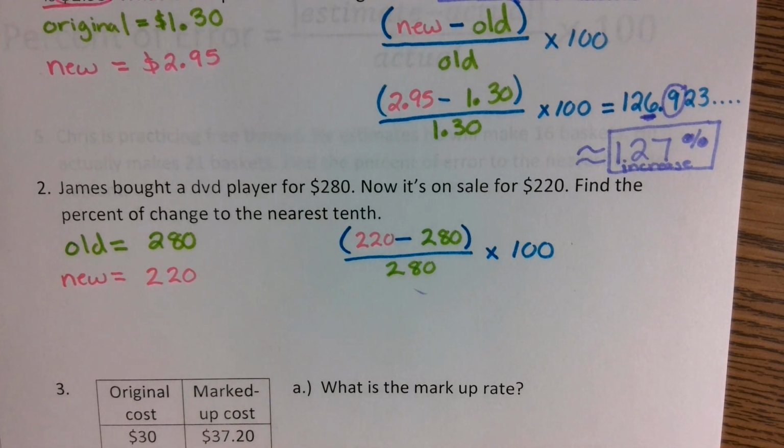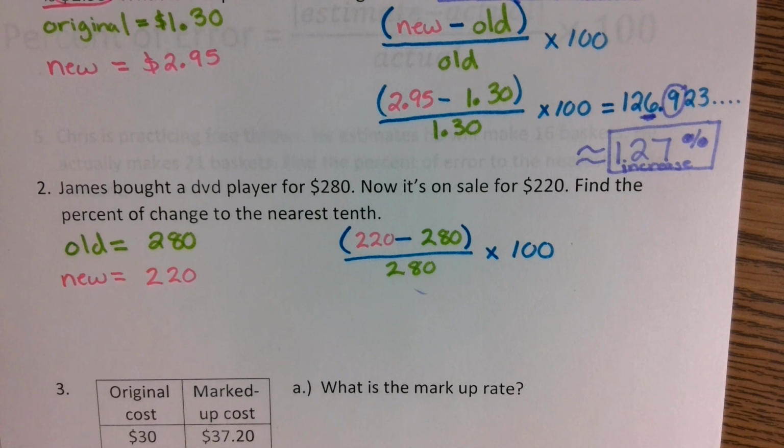Calculator's right there. Okay, now if you get a fraction as your answer, you know you can convert that to a decimal, right? You can hit the conversion button and that will convert it to your decimal for you. What did you wind up getting when you do 220 subtracting 280 and then dividing by 280 and multiplied by 100? What'd you get?